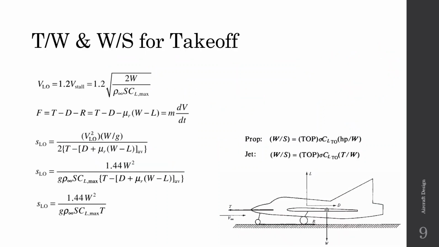Now moving on, now we have to discuss the thrust to weight ratio and the wing loading for takeoff. So for takeoff, you know that the takeoff velocity is 1.2 times the stall velocity, and the stall velocity is given by this relationship. So you know that QS CL max. So stall velocity is the minimum possible velocity an aircraft can fly. So QS CL max will be equal to the weight.